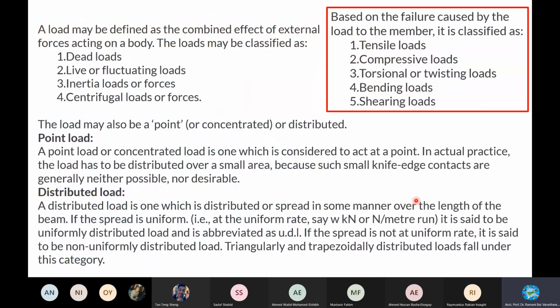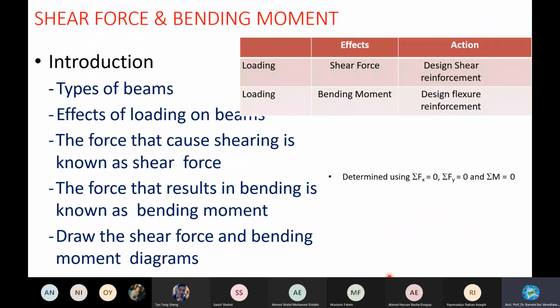And you know the units: shear force is in Newtons or kilonewtons. Bending moment is in Newton meters or kilonewton meters.